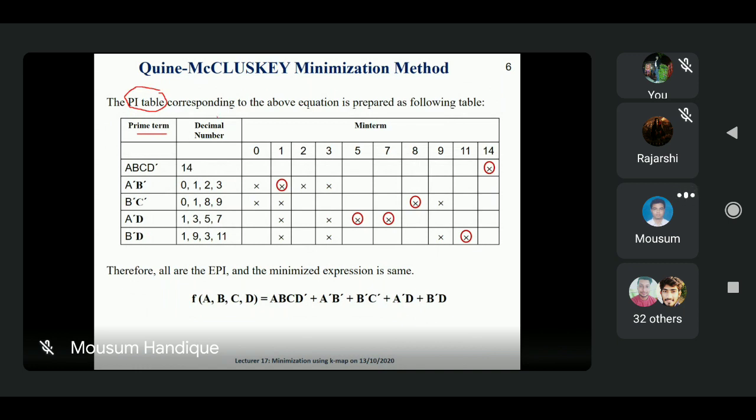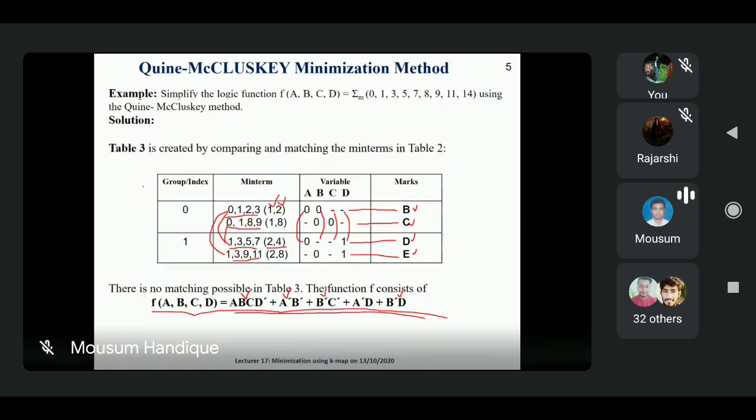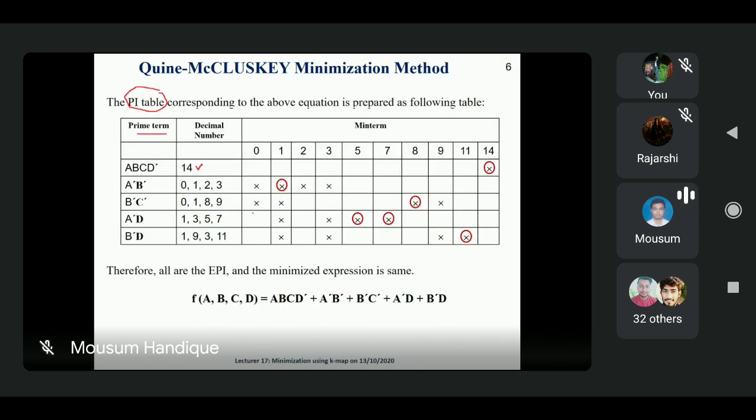Second column, what happened? A, B, C, D bar, it is coming from which particular mean term? 14. So here I am writing 14. Okay, A bar B is coming from 0, 1, 2, 3. So here I am writing 0, 1, 2, 3.